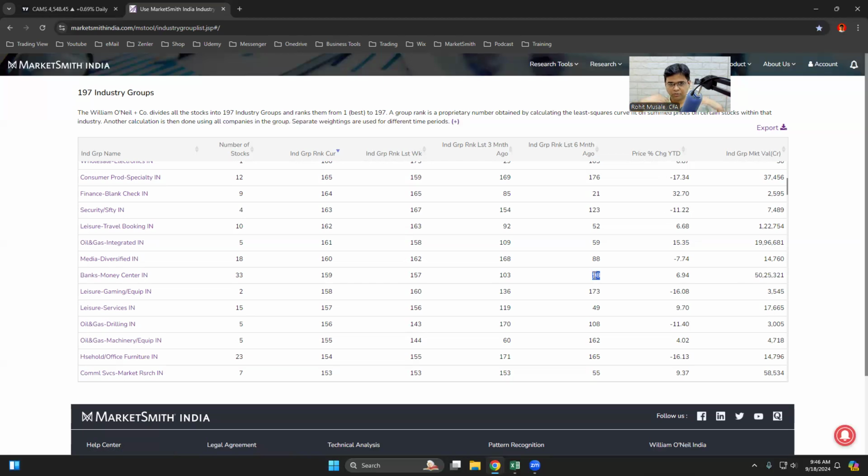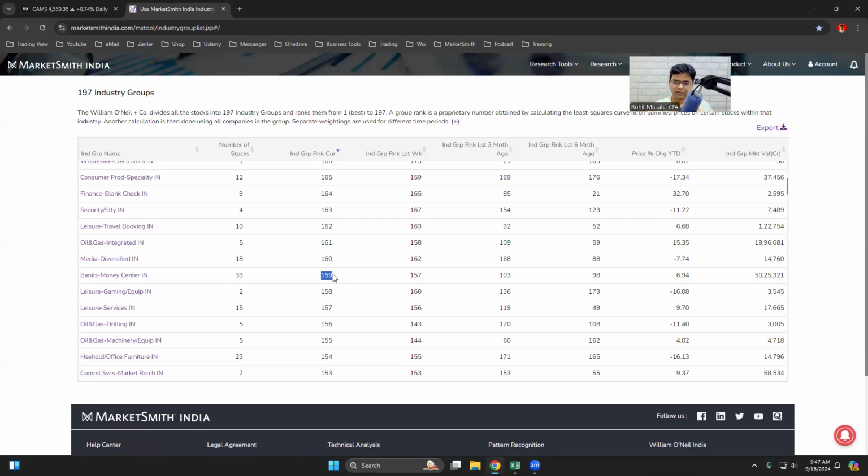Now, from poorer, they have gone to poorest. From 98, it goes to 103. 103, it goes to 157. 157 goes to 159. So, can you see in the past 6 months, the banking sector has been underperforming the market? Just by looking at the rank, you can say the banking sector is underperforming the market. When I say market, I am not talking about the Nifty 50 or the general index. I am talking about the overall stock market. The performance of the banking industry group compared with other industry groups in the entire stock market has not been good. It has been declining.